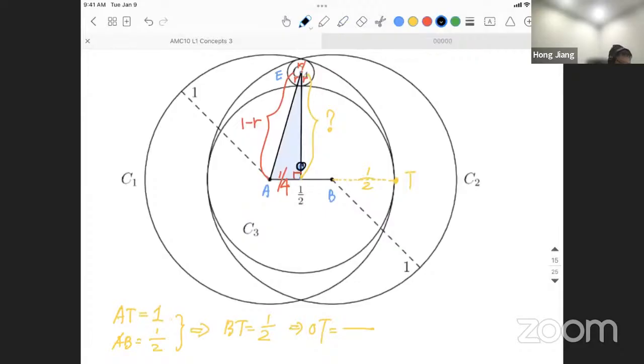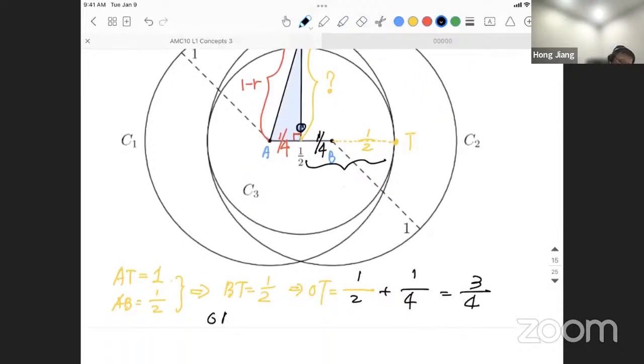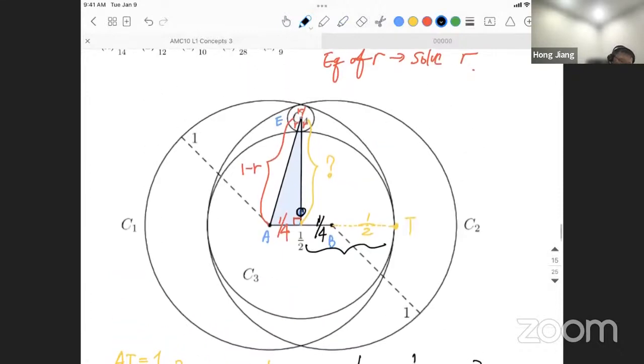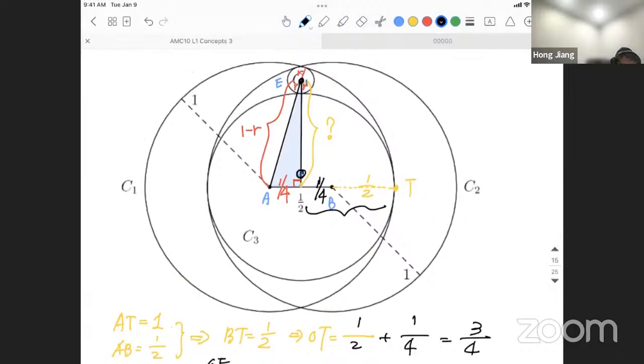OT is actually 1 over 2 plus 1 over 4, because this is 1 over 4, right? OT is going to be 3 over 4. If OT is 3 over 4, so OE, excuse me. This is E, right? Because OT is the same as OE.